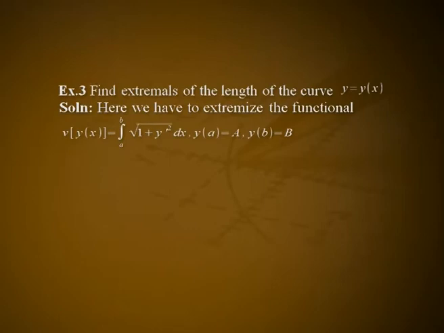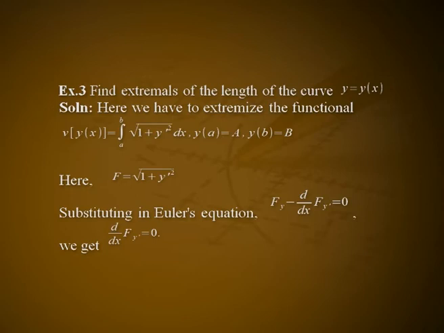Example 3. Find extremals of the length of the curve y equal to y of x. Solution. Here we have to extremize the functional V of y of x equal to integral a to b of root of 1 plus y dash square dx, y of a equal to capital A, y of b equal to capital B. Here f equal to root of 1 plus y dash square.